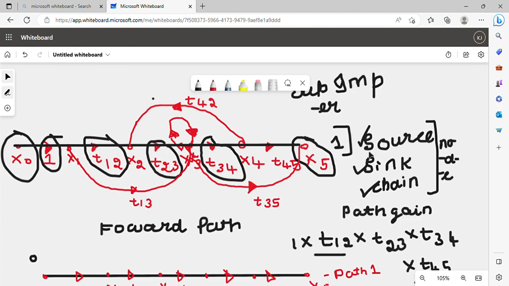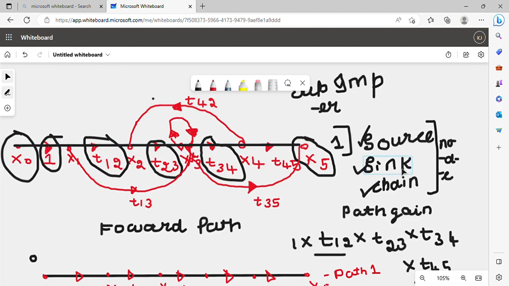See here, it is source, sink and chain. What are source, sink and chain? Your source node is a node consisting of only outgoing branches. My X node consists of only outgoing branches. There are no incoming branches here. Is anything incoming to the X node? No, it is all outgoing, so that is why it is a source node.